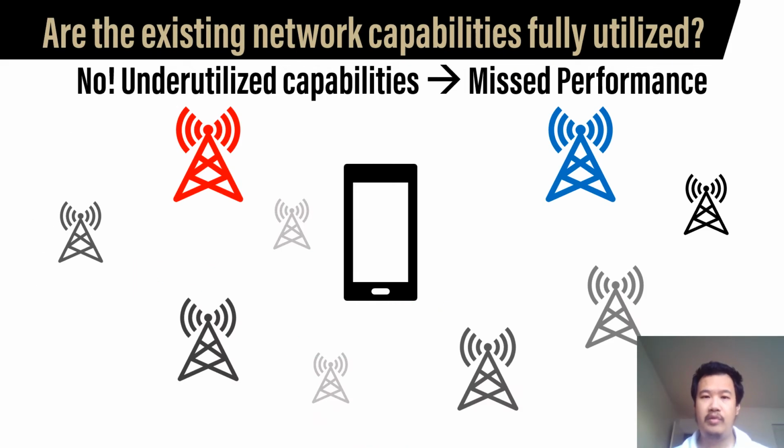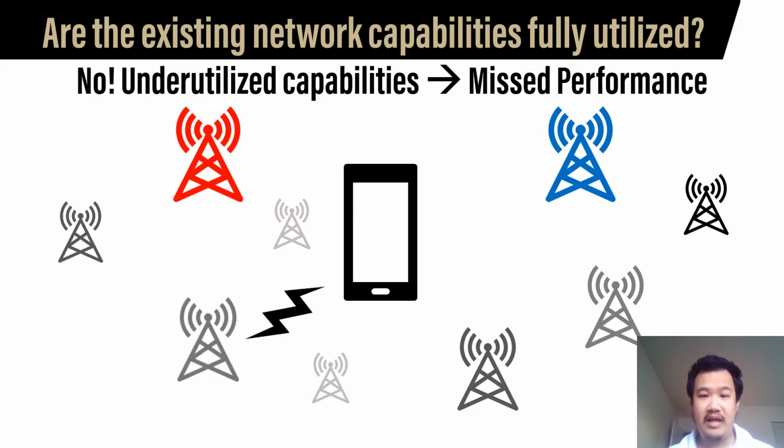In this work, we find that in today's cellular network, raw network capabilities are often underutilized, so that the data speed a mobile device gets is much lower than what it could have been able to get at best. We argue that it is equally important to exploit the existing network capabilities.